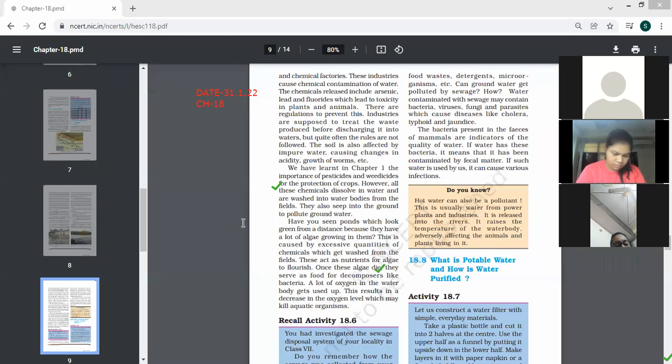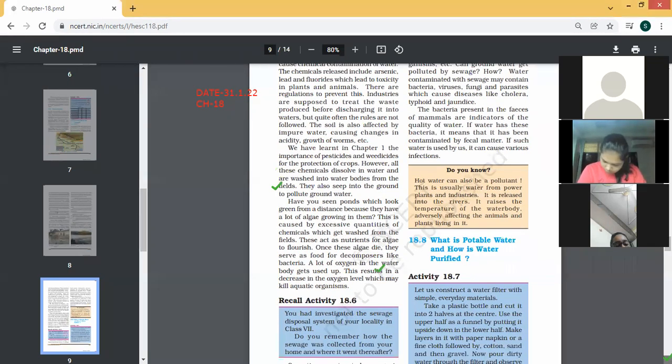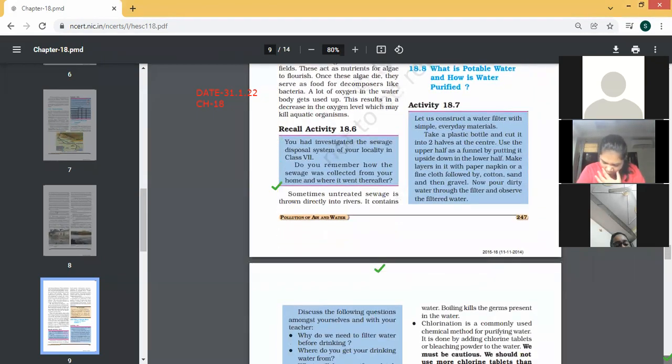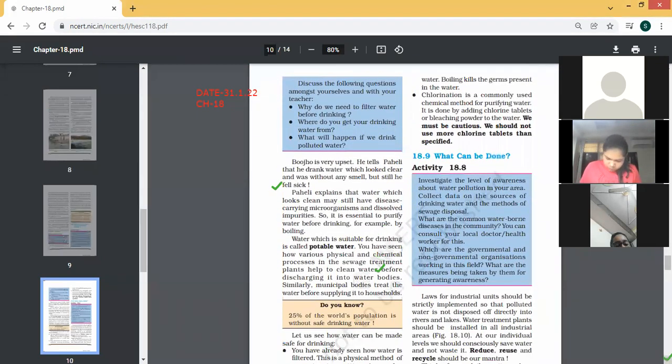So children, we have read about water pollution, water pollutants, diseases caused by waterborne diseases, or the diseases caused by bacteria. And after that, the case study of Kanpur, from which the Ganga river flows. Next comes what is potable water and how that water is purified. So let's have a look. We have a few steps.